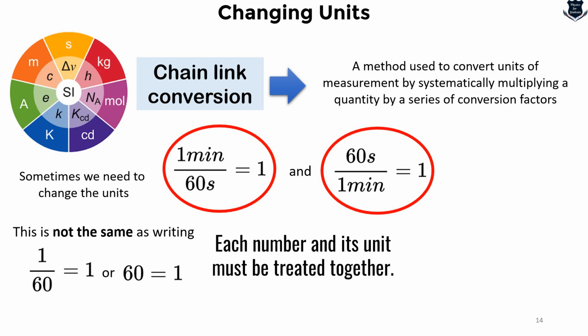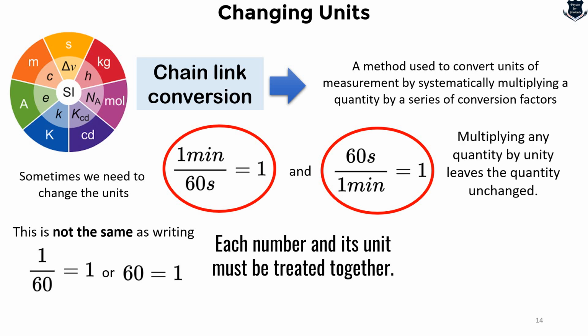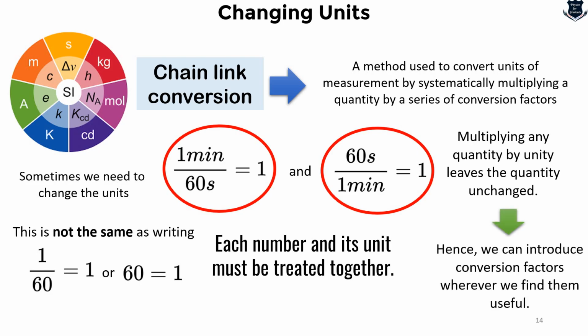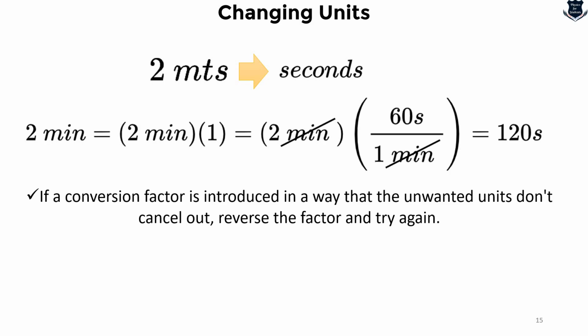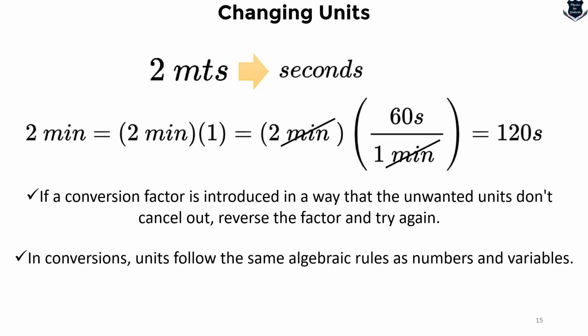Why? Because multiplying any quantity by unity, or by 1, leaves the quantity unchanged, we can introduce conversion factors wherever we find them useful. For example, if we want to convert 2 minutes into seconds, we get this. If a conversion factor is introduced in a way that the unwanted units don't cancel out, we need to reverse the factor and try again. Here the minute has been cancelled out. But in case it is not, then you need to reverse the factor and try again. In unit conversion, units follow the same algebraic rules as numbers and variables.